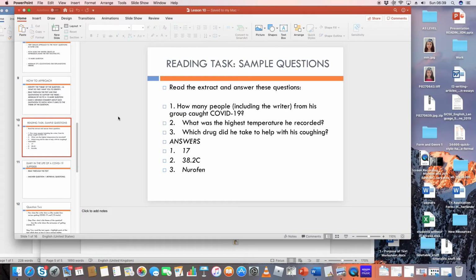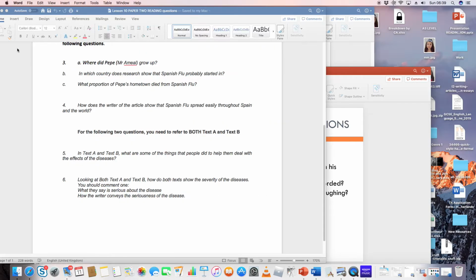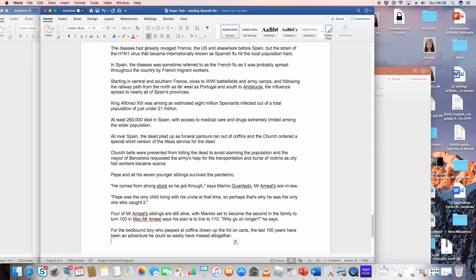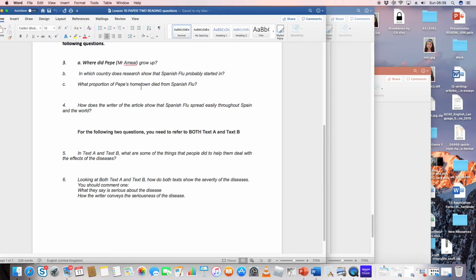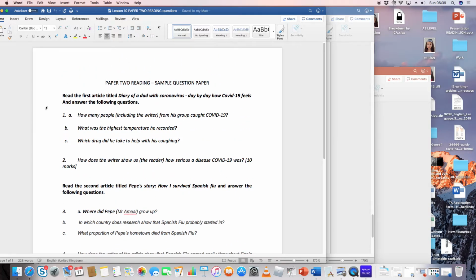So what we're going to do is a sample question. First of all, if you go to the other part of your folder, we'll find the text here. You've got the question paper and you've got the texts, which says paper 2 reading. We're just going to look at questions 1 and 2 in this lesson. In the next lesson we'll look at the rest of the text, so how to deal with a 19th century text and how to do a comparison.